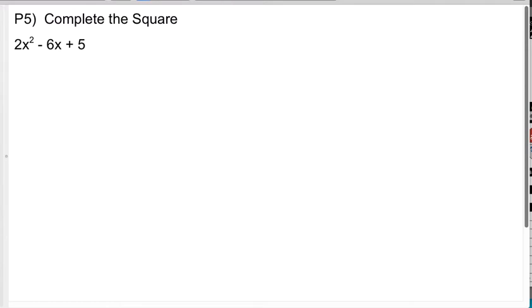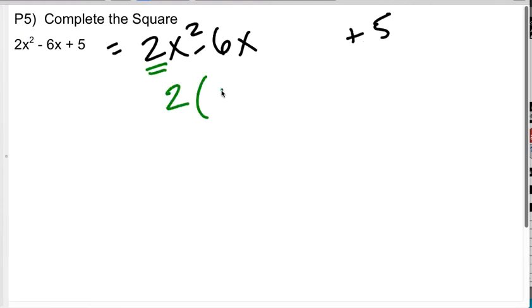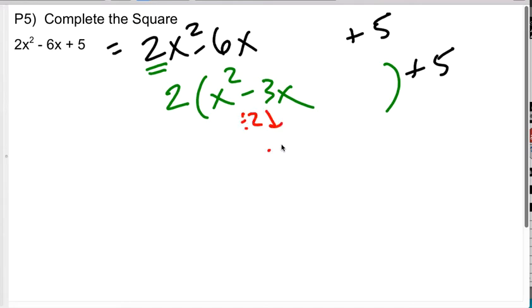So here's your P5. Same idea. You're going to get a nice fraction. So 2x squared minus 6x, awkwardly put the 5 in timeout. Take out a 2, which is going to be x squared minus 3x, leave a space, right? So now when I do my triangle step, I'm going to divide by 2 and get a negative 3 halves, which means that when I square it, I'm going to get a plus 9 fourths.